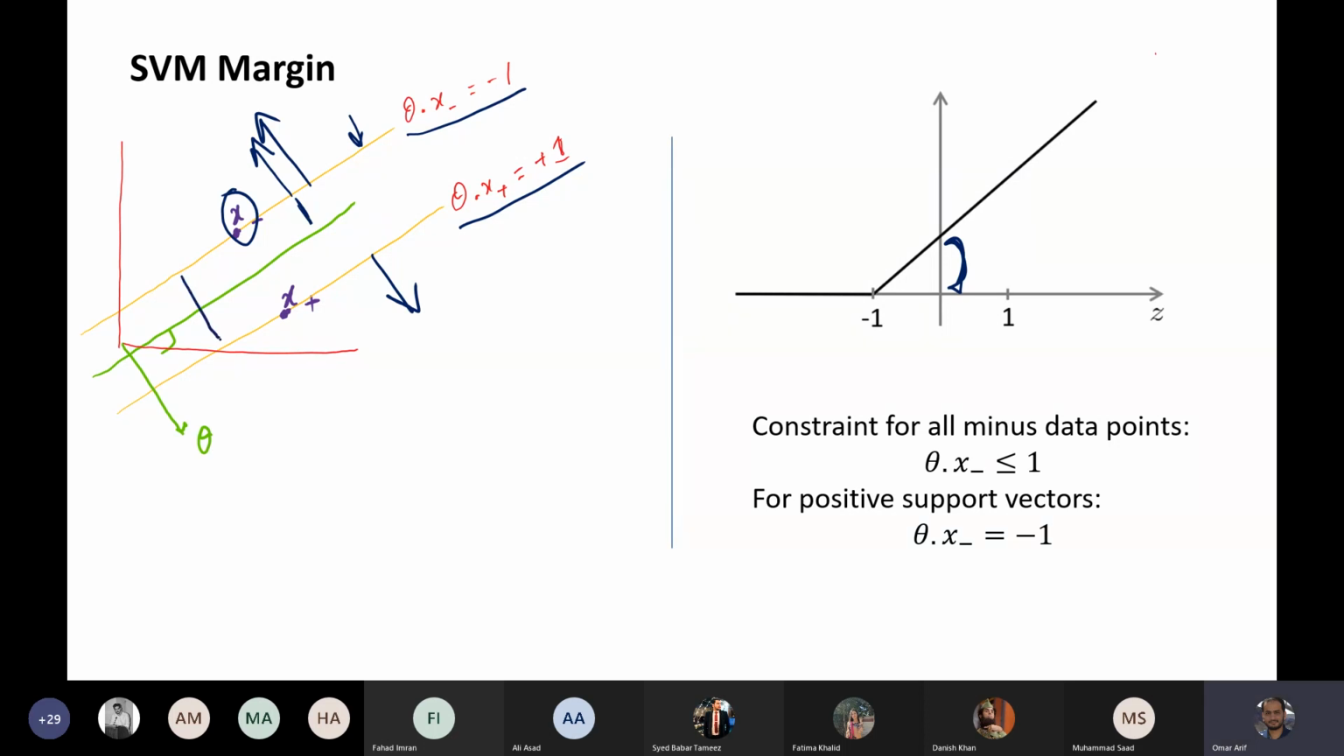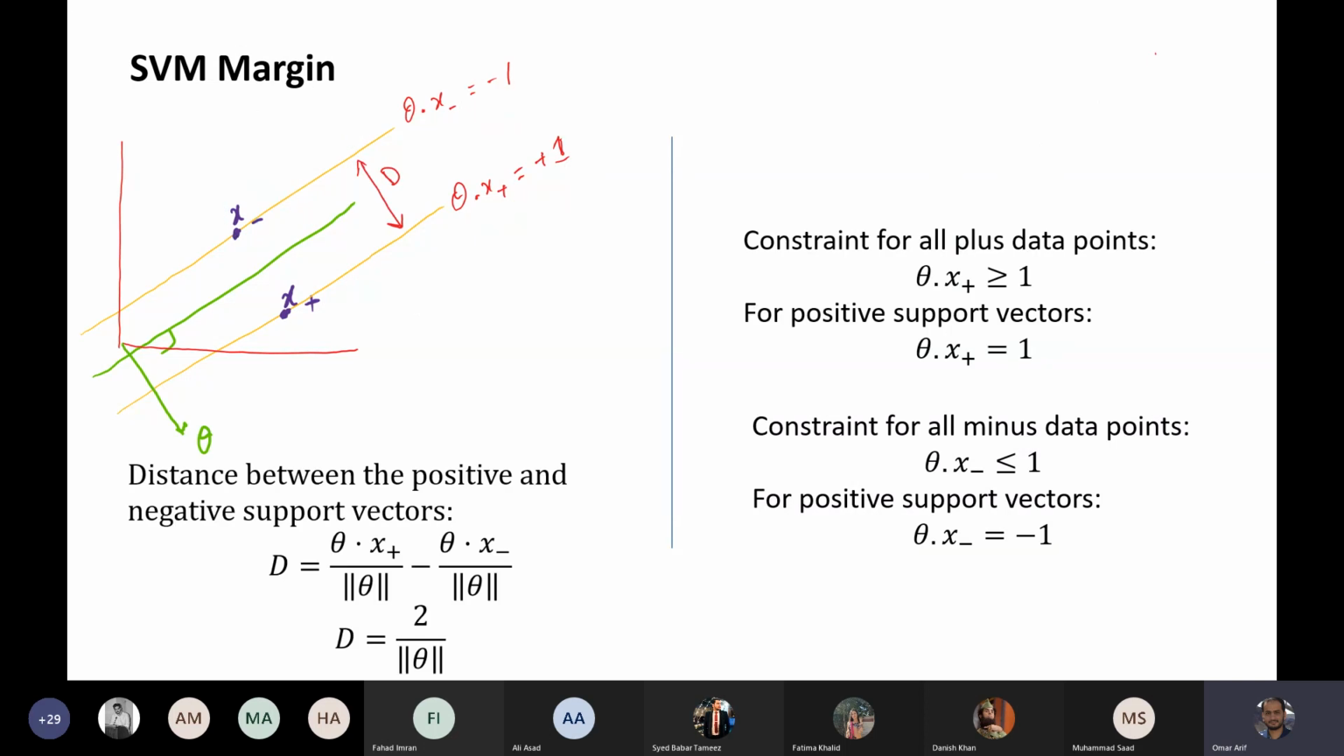जो आपका ये distance है between these two planes, the distance between these two planes, let's actually first compute that. Okay, what is the distance between these two planes, between these two yellow lines? Simply we have to compute the distance theta dot x minus theta dot x plus.